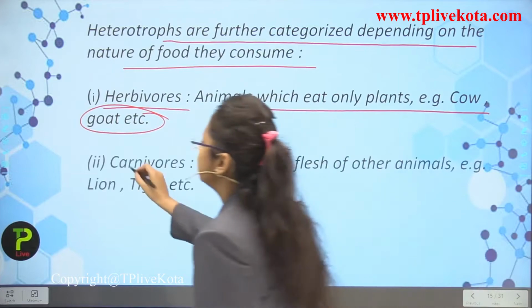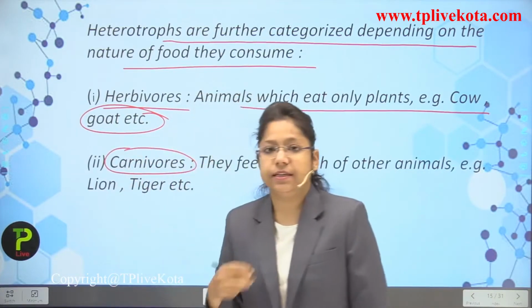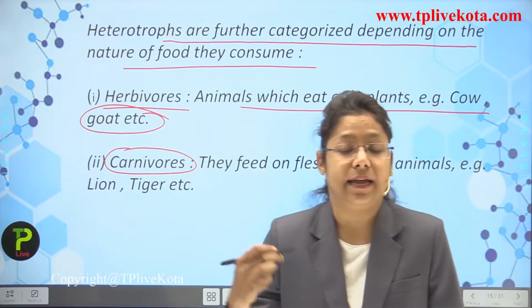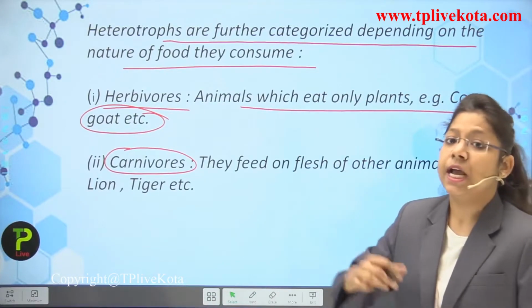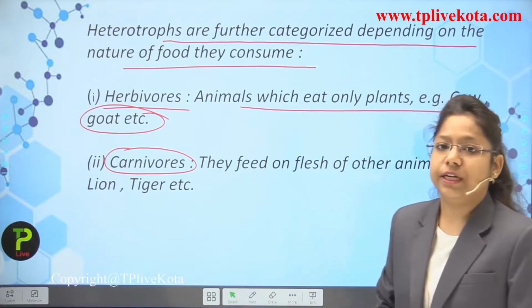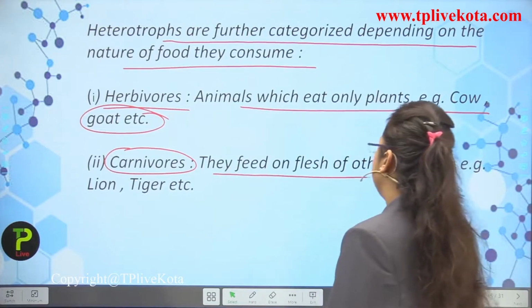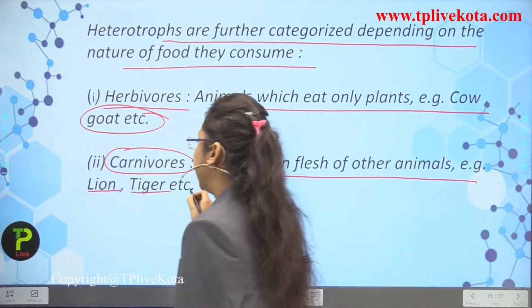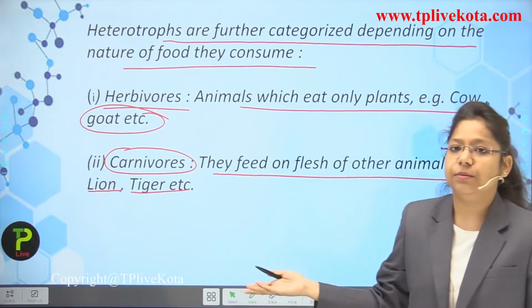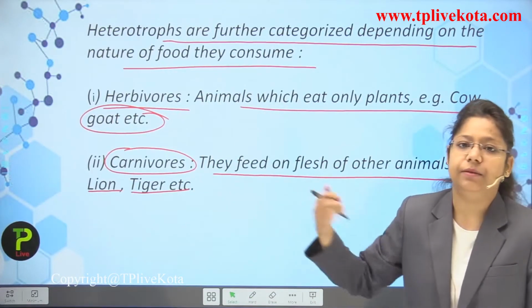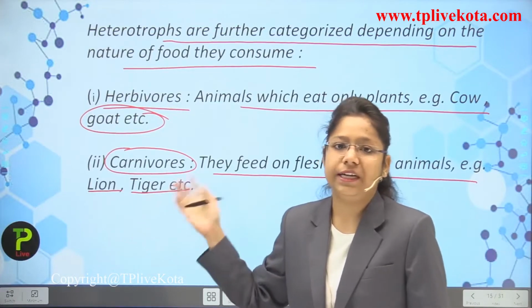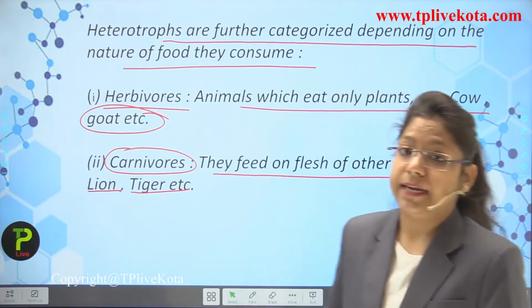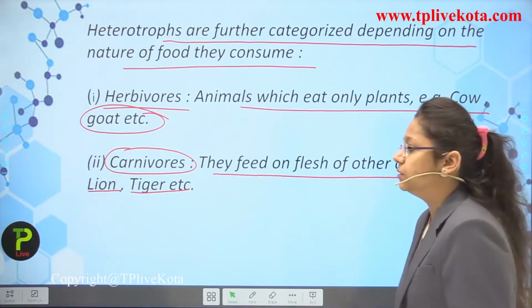Next, I am going to discuss the carnivore. So, as the name suggests, carnivores are the animals or the organisms which depend upon another animal for their survival. So, they feed on the flesh of other animals. So, lion and tiger. Okay, so they are the animals which are dependent on other animals for their survival. They do not eat the plants. Okay, lion and tiger do not eat plants. You have to remember this thing.